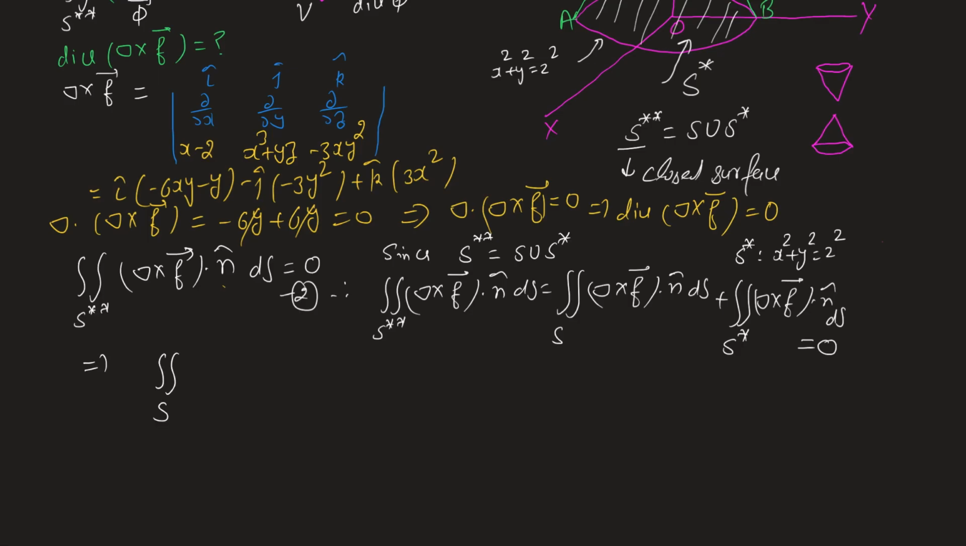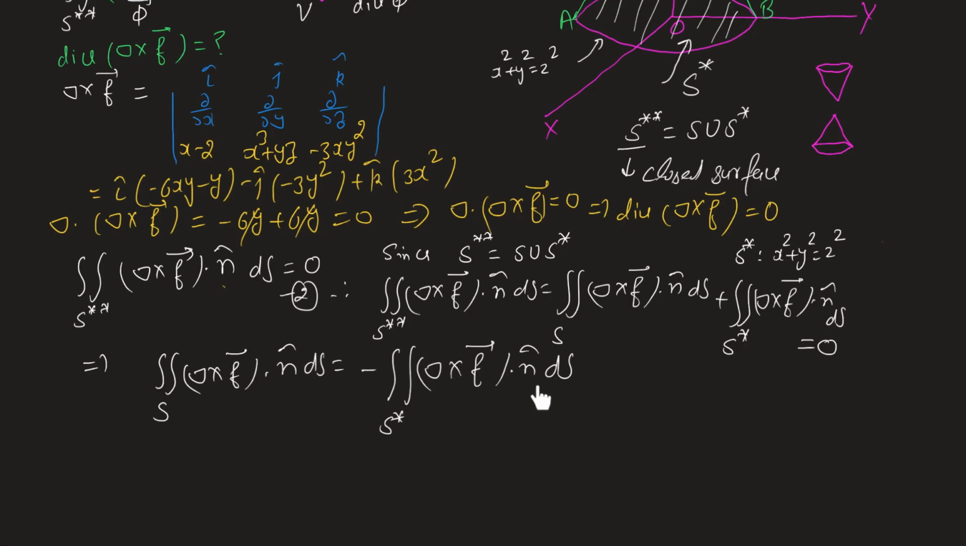So this further implies that this surface integral over S is equal to, taking this over here, minus the integral of del cross F dot n cap ds over the surface S star, where S star is a circle.